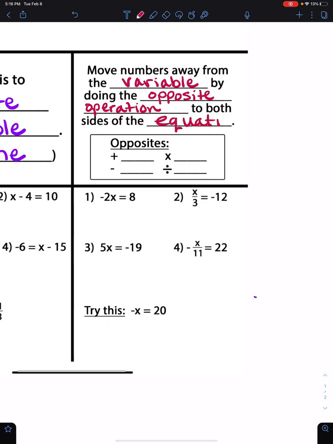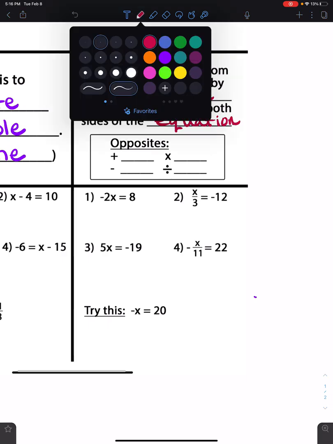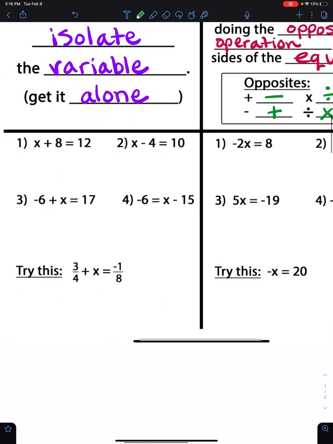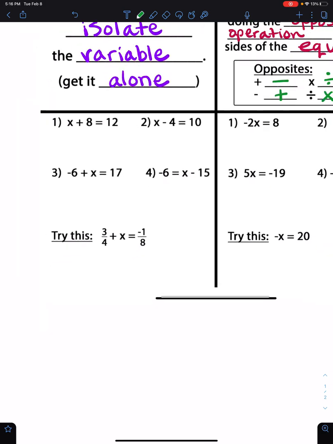I probably don't have to tell you what opposite operations are, but just so we have them written down: the opposite of adding is subtracting, the opposite of subtracting is adding, the opposite of multiplying is dividing, and you guessed it, the opposite of dividing is multiplying. So let's try some examples here.